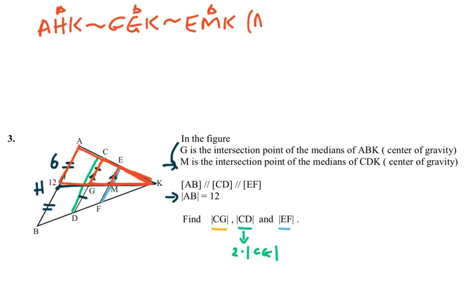So the reason all of those are similar is because 2 angles are equal. We can say that they have the common angle here at K, and then all of these angles are corresponding because of the parallel lines, which actually are also shown here. Alright, so we're going to use the ratio of the sides here. We've got 6 over here. 6 is the value that we know, so that's going to be useful to compare CG and EM.